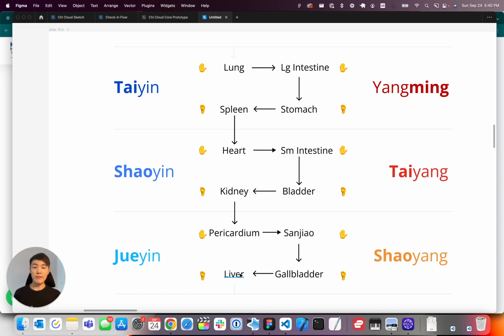And finally, we have the liver and gallbladder in terms of how much it interacts with the outside. I would say the liver and gallbladder are the most internal. It's really hard for a foreign object to get into your liver and gallbladder out of all of these yang organs. And so the liver and gallbladder are the most internal, and that's why they appear last in this order.